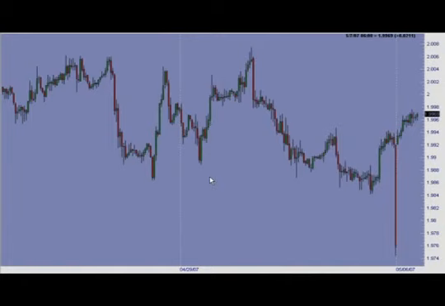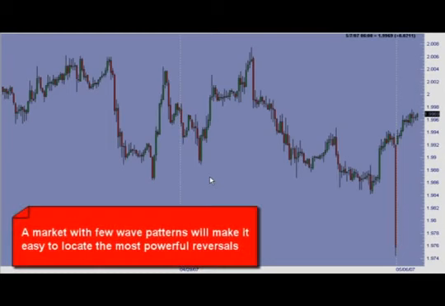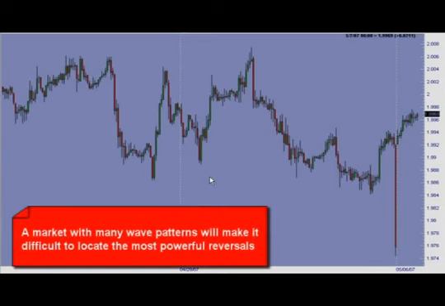An additional consideration when looking at waveforms is the specific market that you are actually trading, as well as the market condition at the time. Each market is different. It has its own personality. Some markets have relatively few wave patterns, and therefore the points that stand out giving you the most powerful reversal signals are pretty straightforward. Other markets are much more complex.